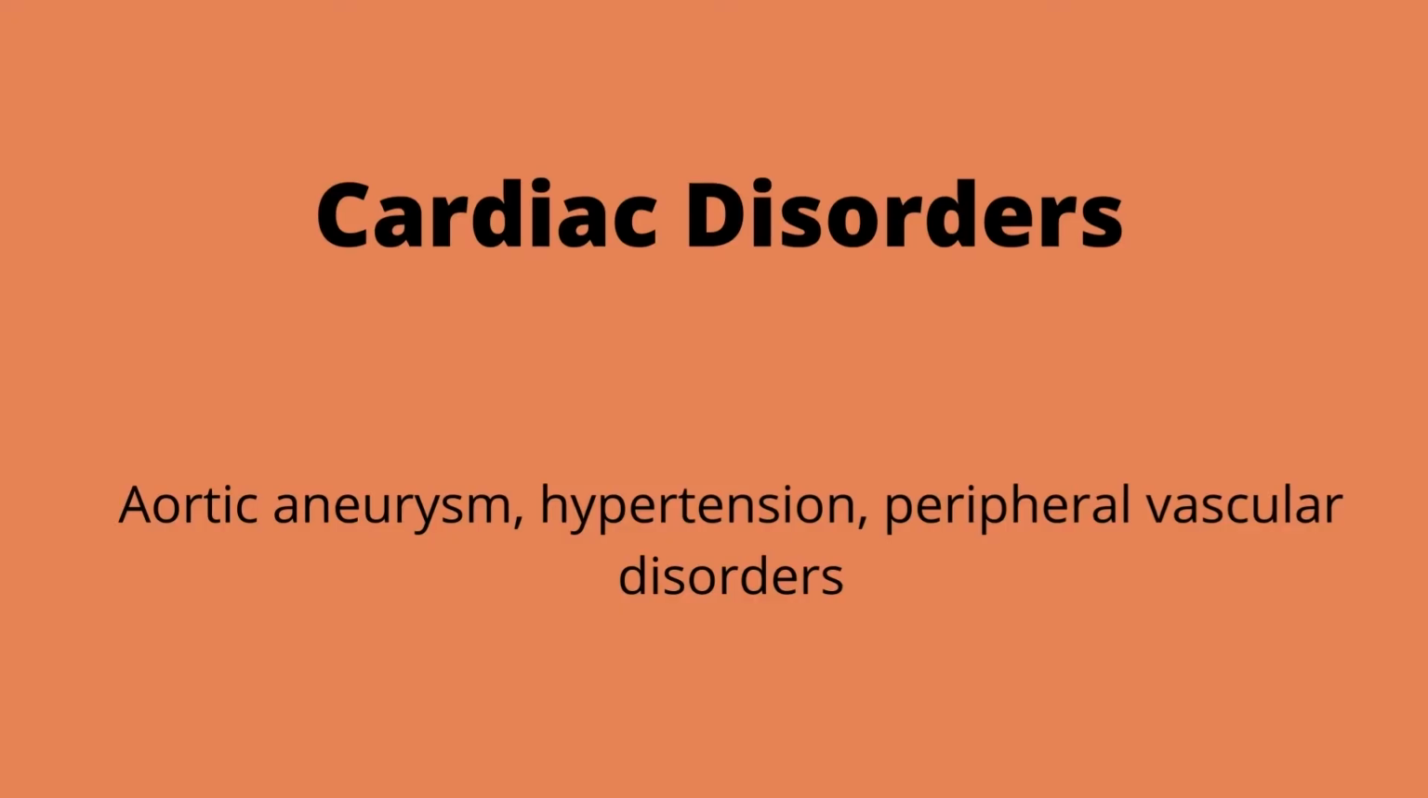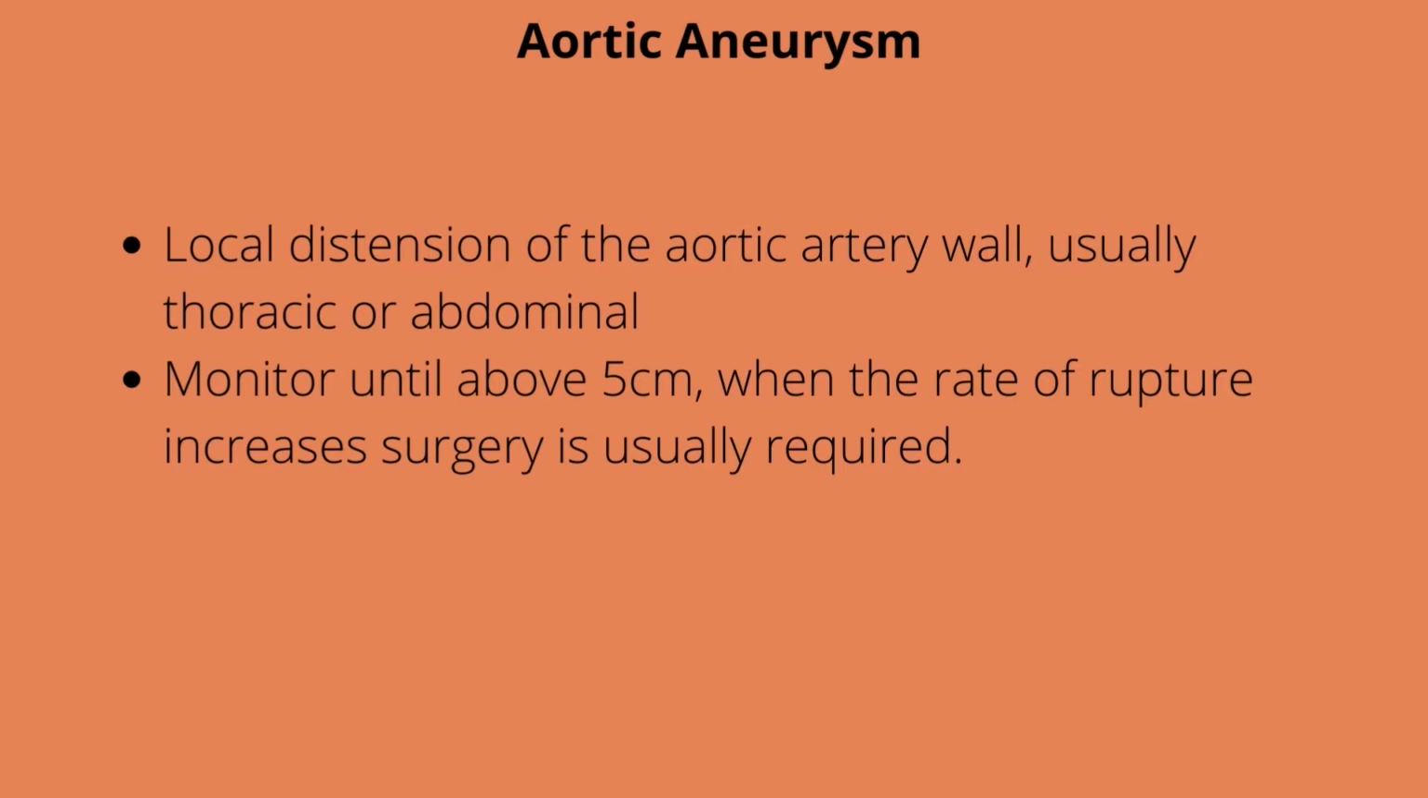In this video, we're going to talk about aortic aneurysm as well as hypertension and peripheral disorders. So an aortic aneurysm. With this, we have a local distension of the aortic artery wall, usually thoracic or abdominal, and we monitor until it's about 5 centimeters, and when the risk of rupture increases, surgery is usually required.